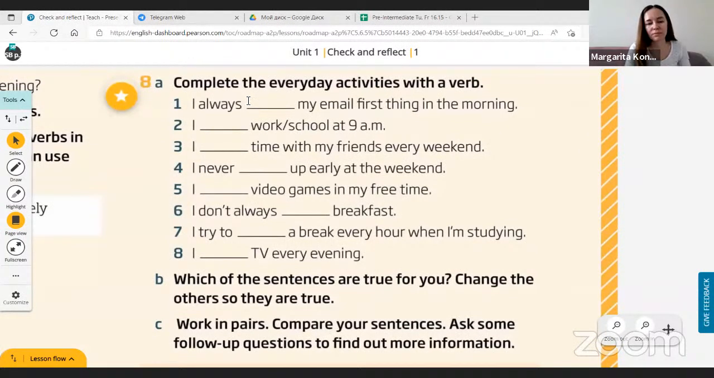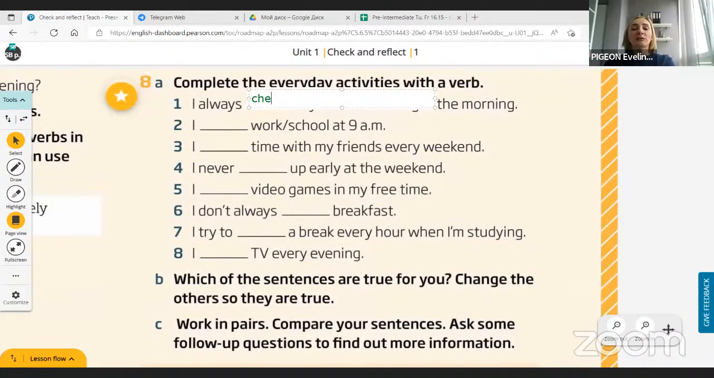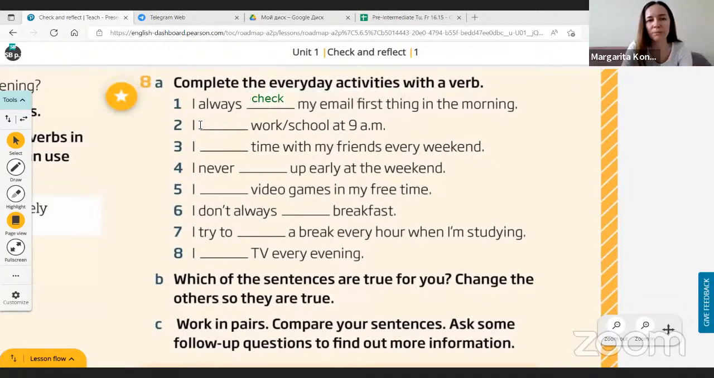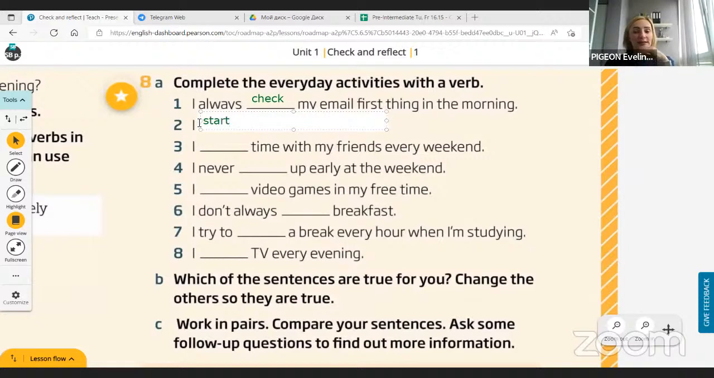I always check my mail first thing in the morning. Good one. Next: I go to work, school, or what? I get to work. Then "to" must be there. I get to work, I get to school. And here? I start. Yeah, that's right. I start.